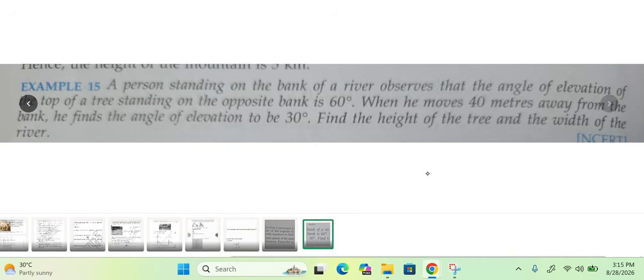Now this is the next question. This is a textbook question. Please write it down fast so that we can do it.